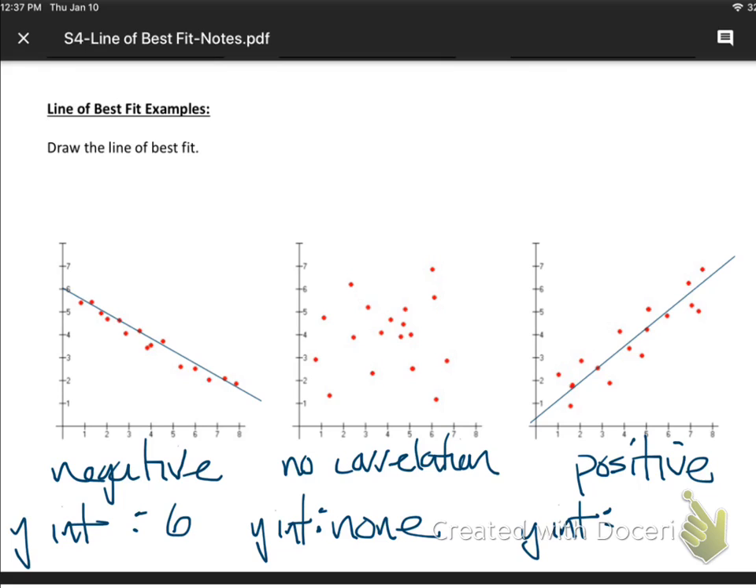And then the last graph, if we were to draw a line that is generally through the middle of those grouping of points, it still has a positive slope, so there's a positive correlation. And the y-intercept, if we were going to use integers as the y-intercept, we would choose either 0 or 1.